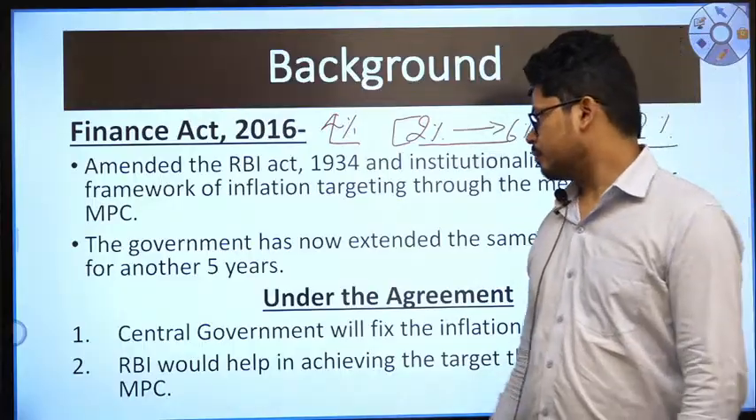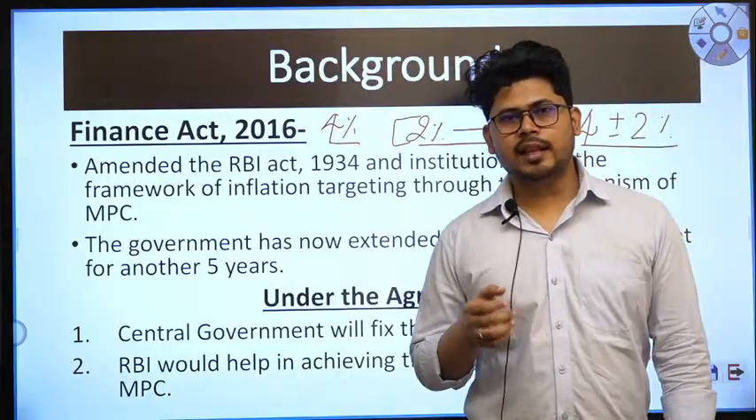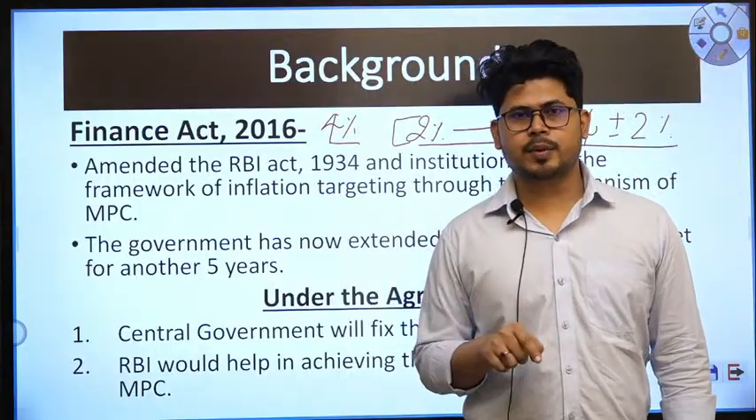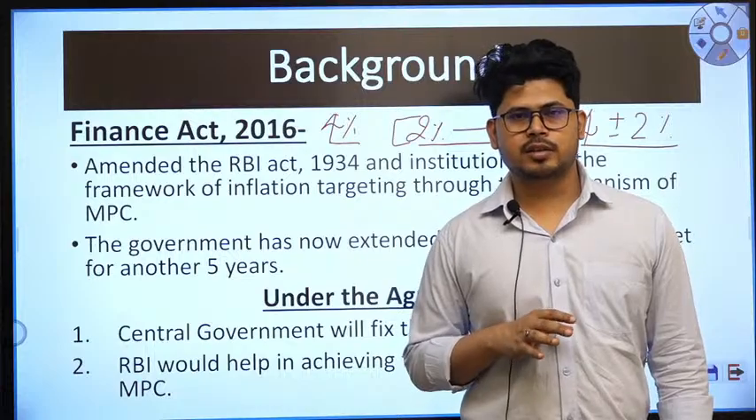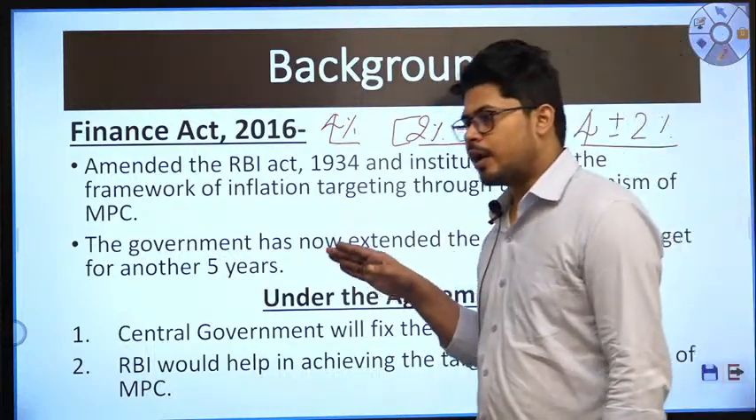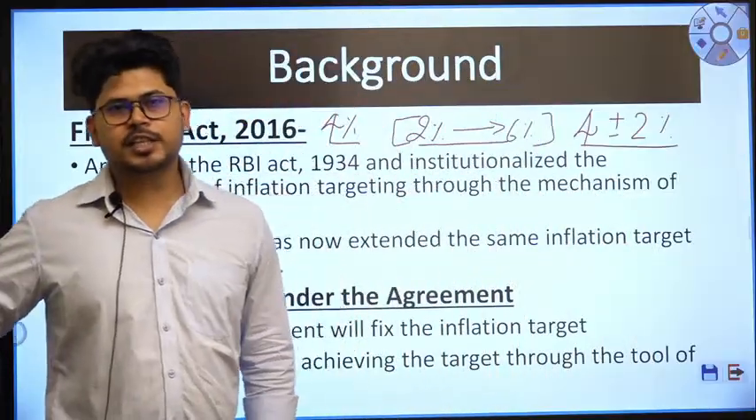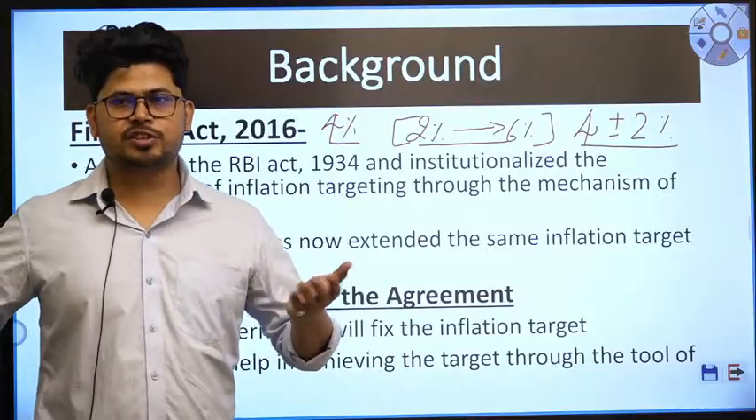The agreement was signed in 2016 and that agreement expired on 31st of March 2021. But the central government and the RBI favored the extension of the regime, this inflation targeting regime.